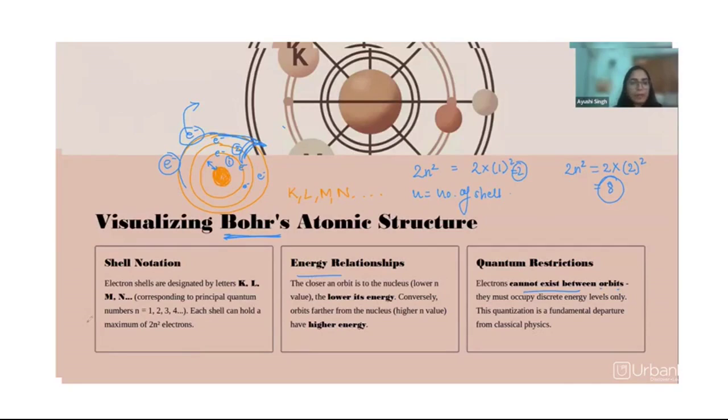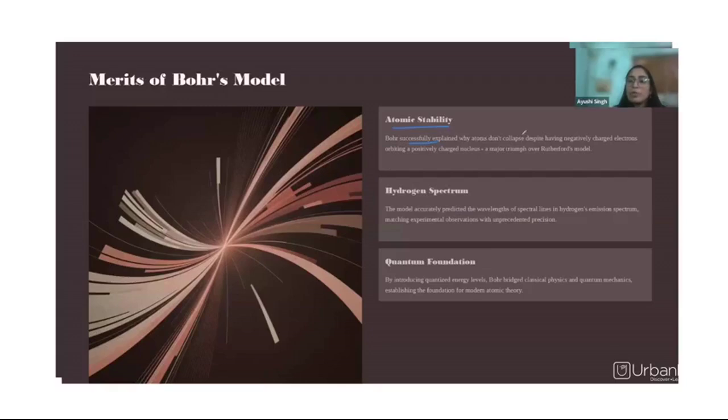Now let's move ahead. What was the merit? What do we get to know? There was atomic stability, which was explained by Bohr and wasn't explained by other scientists. He was successfully able to explain why atoms don't collapse, despite having negatively charged electrons orbiting a positively charged nucleus, a major triumph over Rutherford's and other scientists' models.